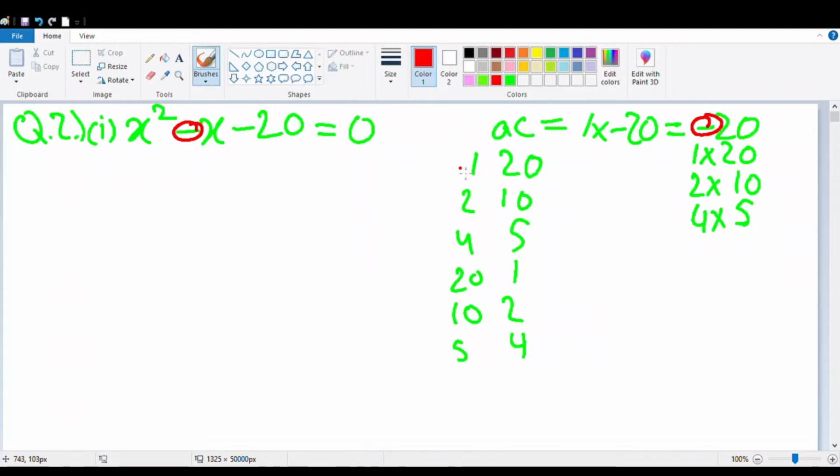6 cases. So it can be either plus 1 minus 20, or plus 2 minus 10, plus 4 minus 5, plus 20 minus 1, plus 10 minus 2, or plus 5 minus 4. It can be any of these.